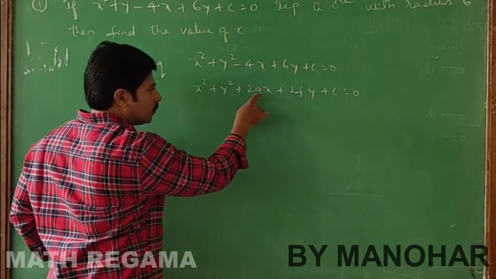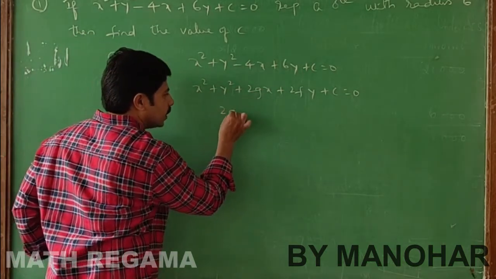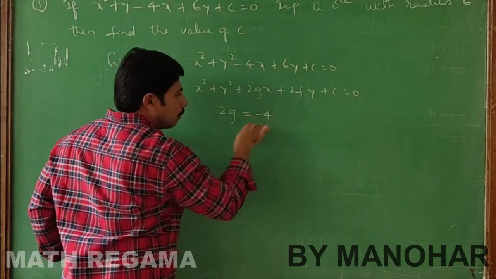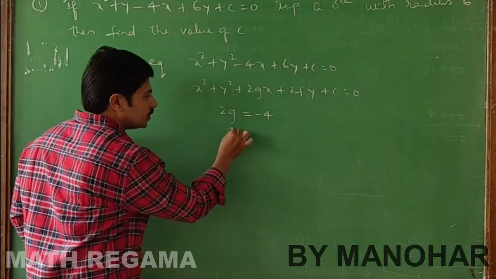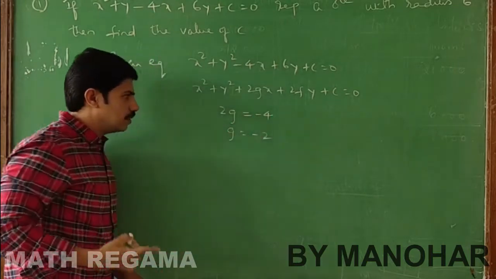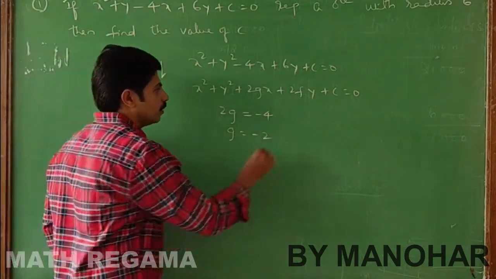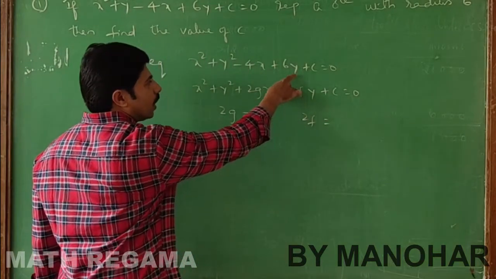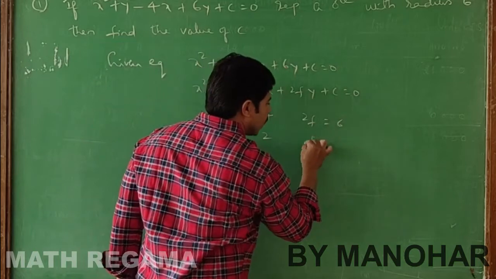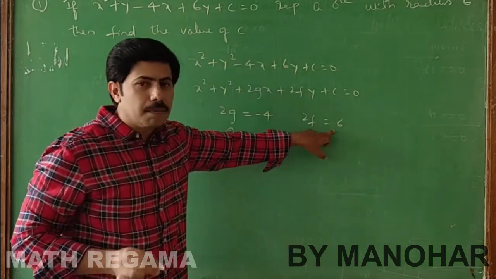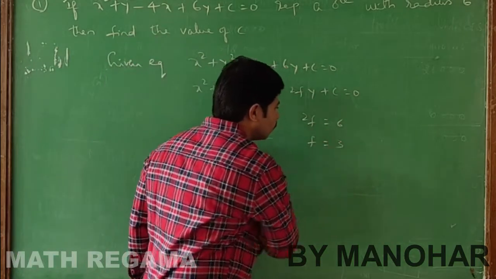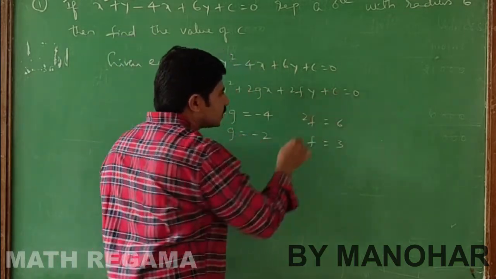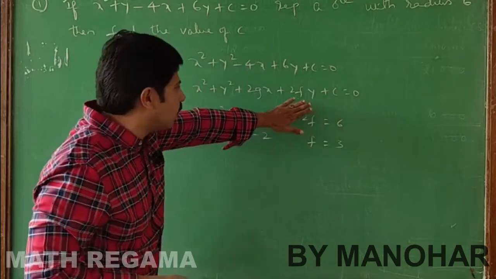Now, what is the coefficient of x in the general equation? It is 2g. And what is the coefficient of x in the given equation? Minus 4. So, what is the g value? G value is minus 2. Then, 2f is equal to, what is the coefficient of y in the general equation? 2f. And here it is 6. So, f value is 6 by 2, which is 3. Now, what is c? C is the same c, so no change in that.